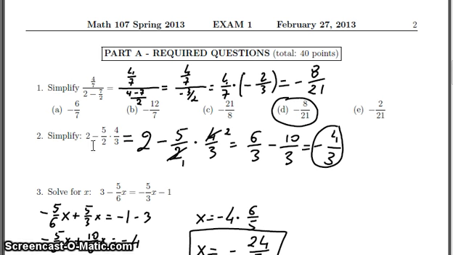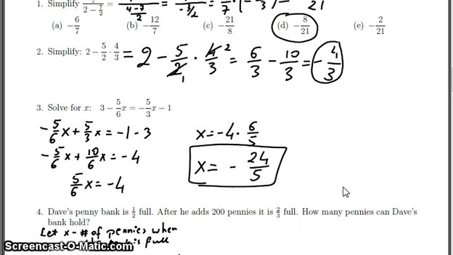Problem 2, simplify 2 minus 5 over 2 times 4 over 3. First you multiply these numbers, so you can simplify 2 and 4, and that becomes 10 over 3, and then you subtract 2 minus 10 over 3. Find the common denominator for 2 and 10 over 3, so 2 has to be rewritten as 6 over 3. You expand the fraction by 3, and then you subtract, so you get negative 4 over 3.